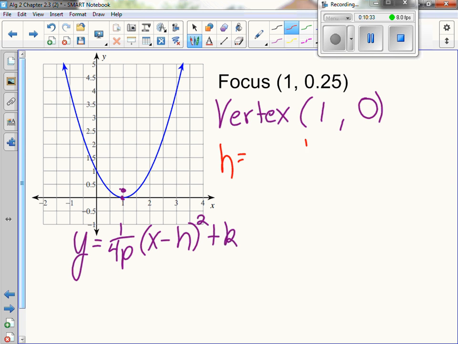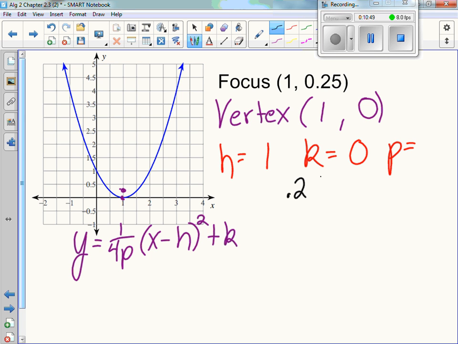H, K, P. Well, h is 1. K would be. Now to solve for p, we'd put what? 0.25 is equal to k plus p. What's k? So p is just 0.25, because it really didn't add anything to it.